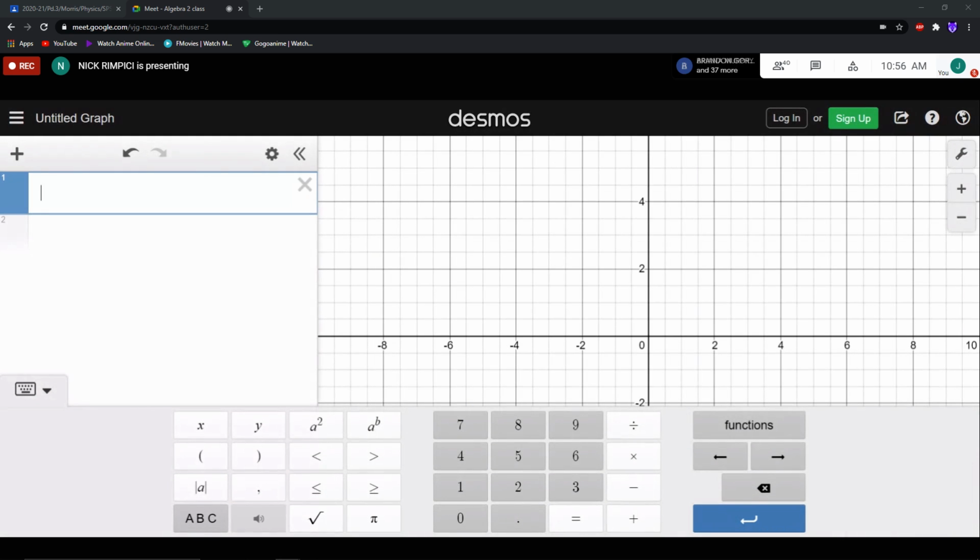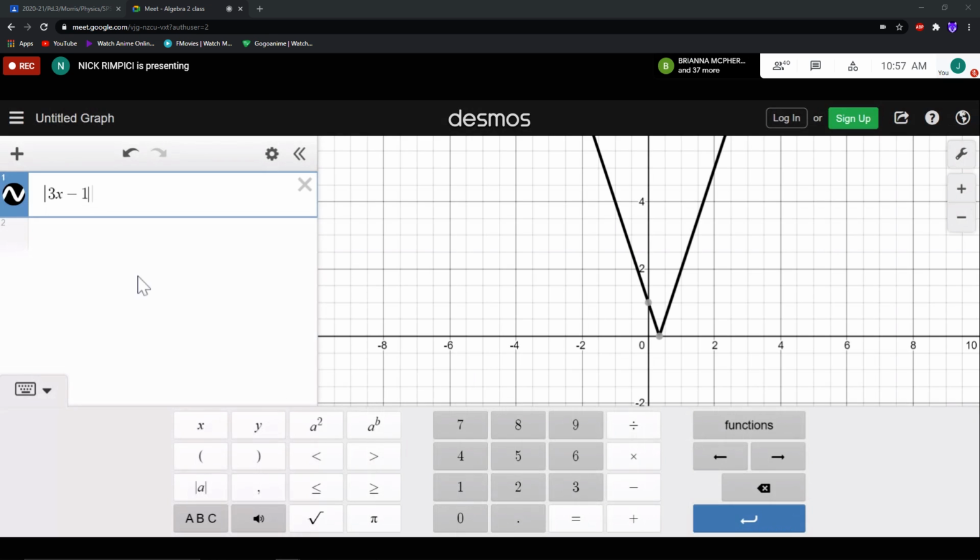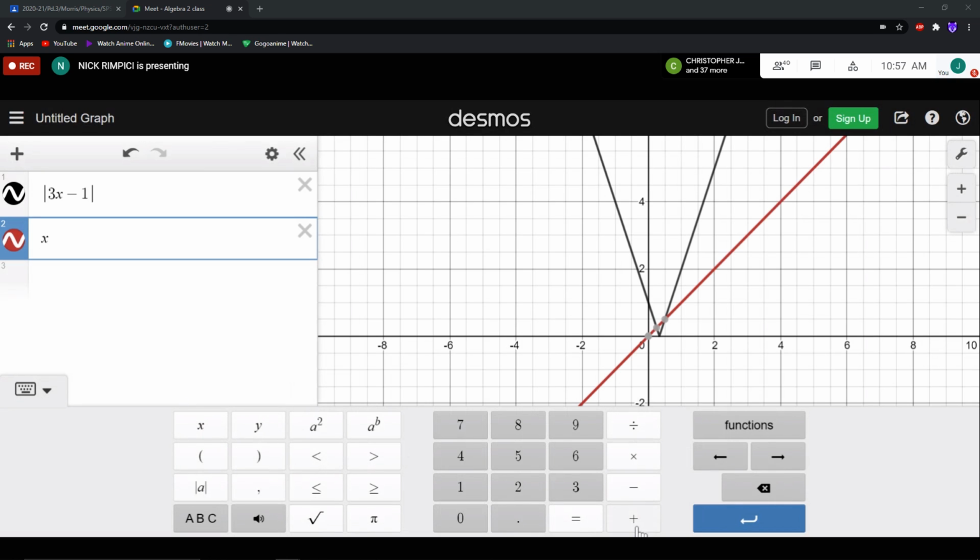And like I said, one of the functions was 3x minus 1 under absolute. So you click on the absolute value, make sure the 3x minus 1 is inside. That's one function. And the other one was x plus 5. So line 2, x plus 5. Okay, let me just zoom out so I could see everything.